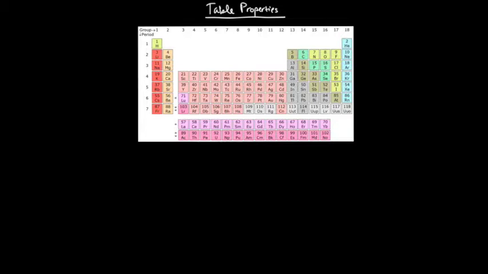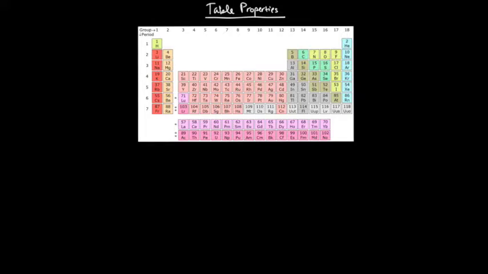Okay, so we're going to start with table properties, and here I'm going to show you a periodic table. Here's some basic facts about it. All of the elements are arranged into three different categories: metals, metalloids, and nonmetals. Metals make up the majority of the table. About 2/3 of the elements are metals.